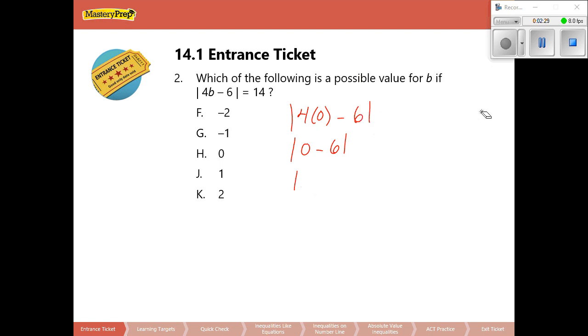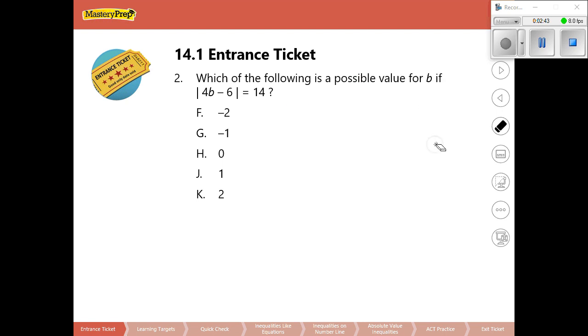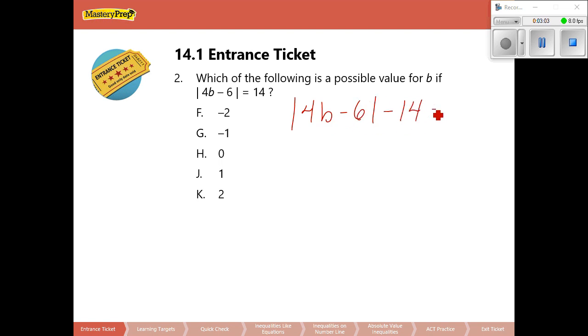I wrote 0 again. It would be -6, and the absolute value of -6 is 6. Well, that's not 14. Okay, then I could go with -1, 1, 2, -2, and try those to see if they work. Another way we can do this is actually getting this thing equal to 0 by subtracting 14 from both sides.